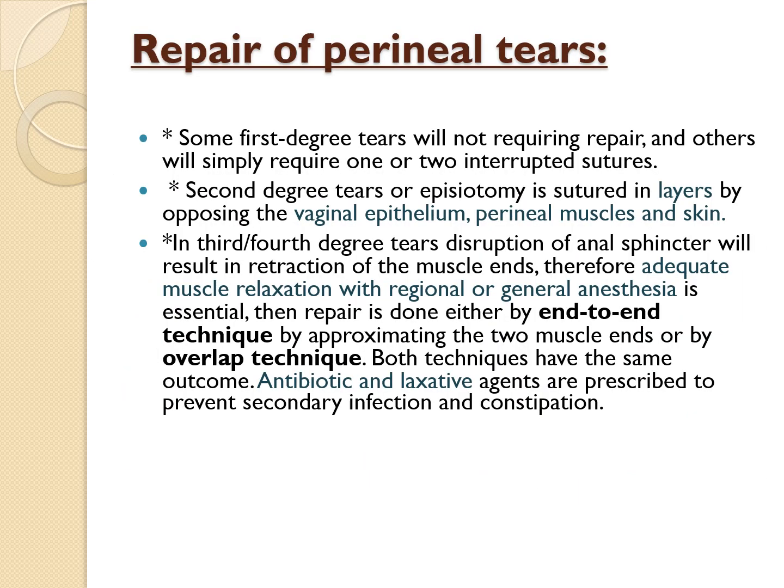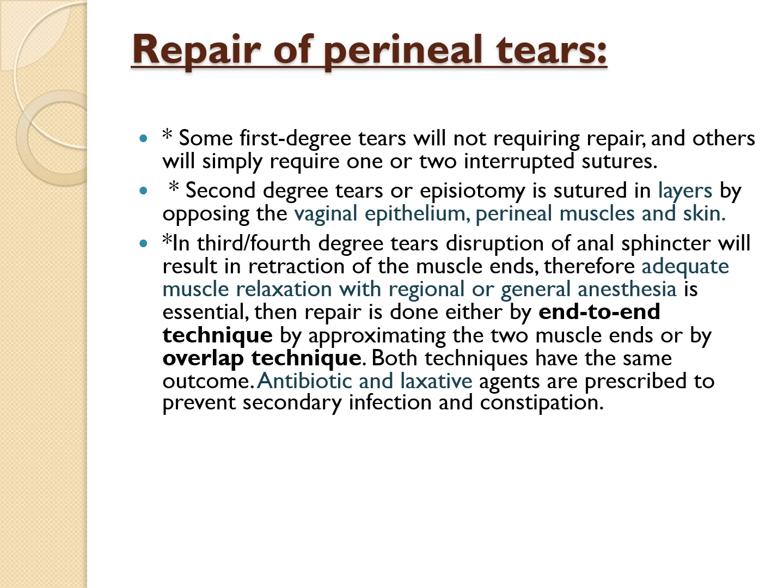Repair of perineal tears. Some first-degree tears will not require repair, and others will simply require 1 or 2 interrupted sutures. Second-degree tears or episiotomy are sutured in layers by opposing the vaginal epithelium, perineal muscles, and skin. While in third and fourth degree tears, disruption of the anal sphincter will result in retraction of the muscle ends. Therefore, adequate muscle relaxation with regional or general anesthesia is essential.